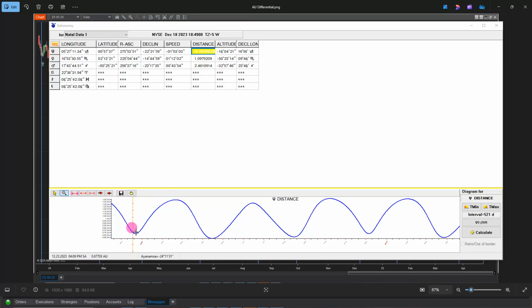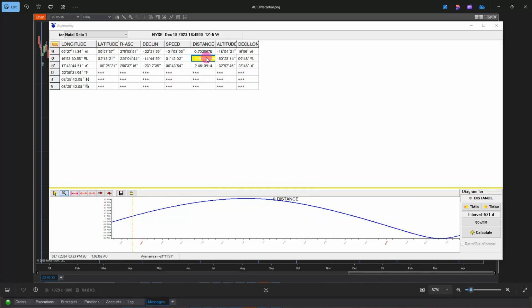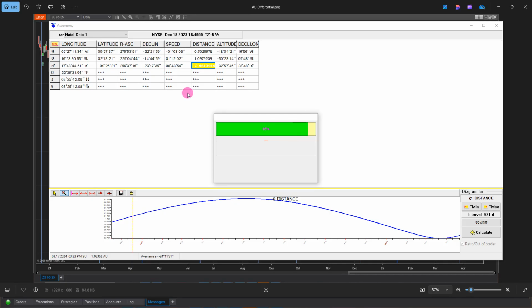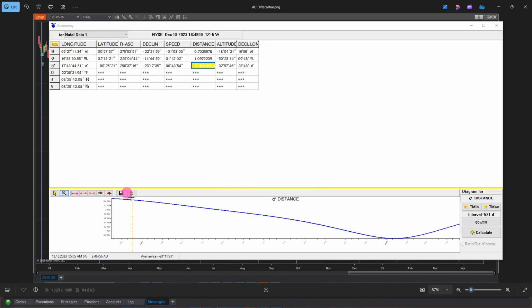So here's a look at the distance differential on Mercury. I'm just going to double click the next row down. That gives me Venus. You can see the Venus orbit, or movement in distance from the center. And then Mars would be the third planet. Then I'm able to save this data, and it saves it as a DAT file. I open it in Excel and then split the columns and then save it as a CSV file.